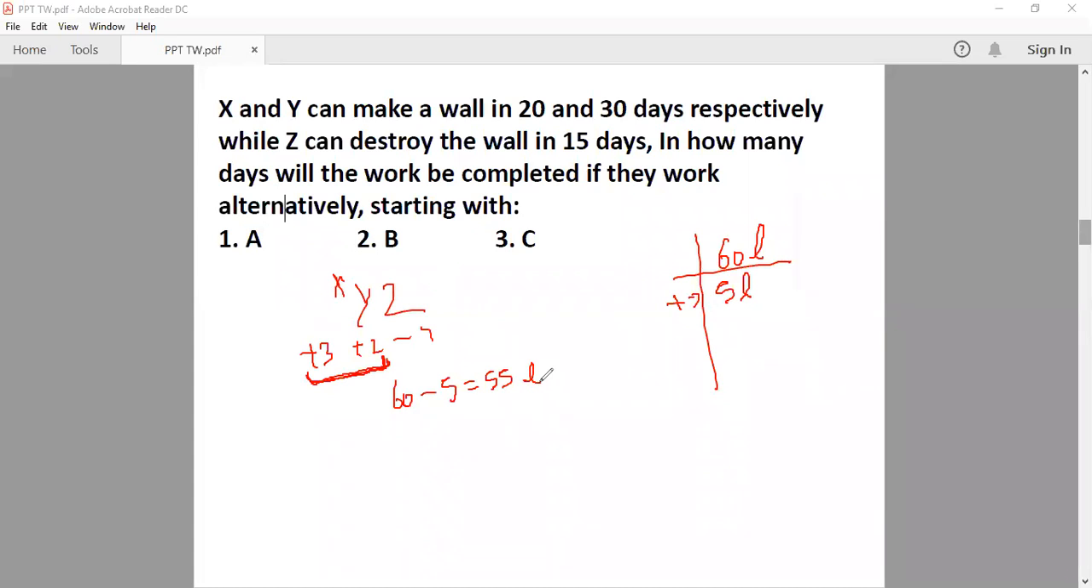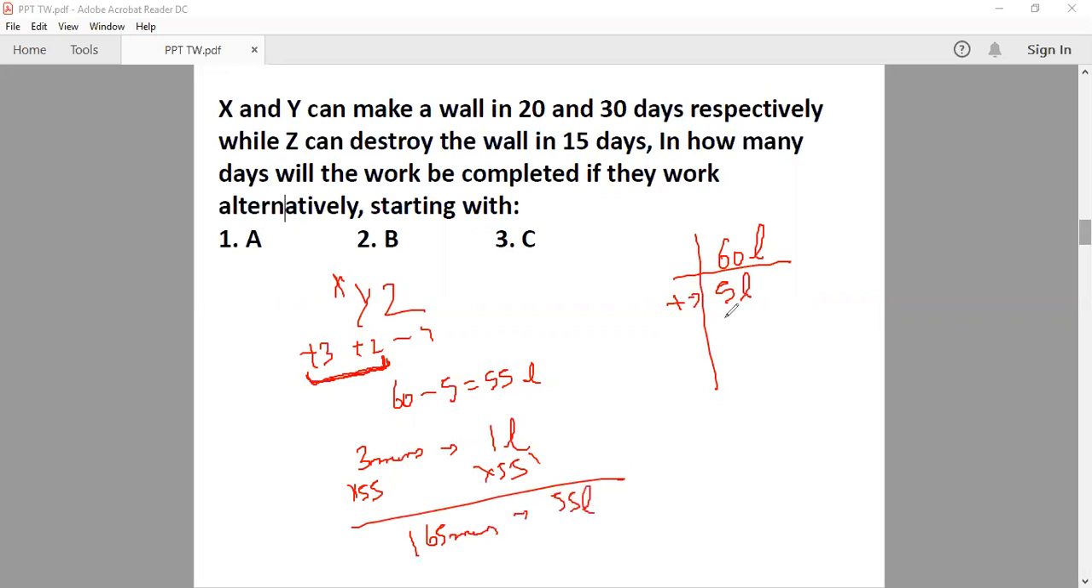I will assume that he is filling 55 liters in the normal manner. Okay, in every 3 minutes he was able to fill 1 liter. So 55 liters will be filled in 165 minutes.